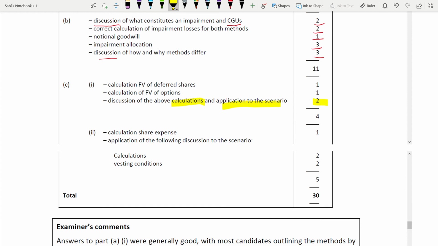Next, calculation of the share expense, only 1 mark. Application of the following scenario, discussion of the scenario. Calculation is 2 marks, vesting condition is 2 marks. So total 5 marks.